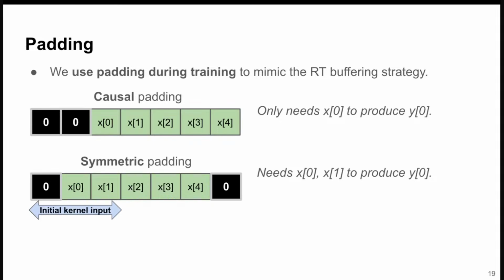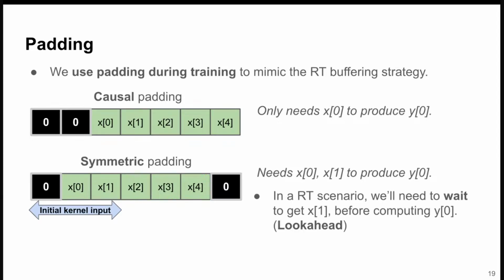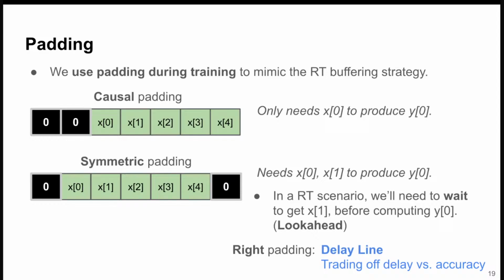And then we also have symmetric padding, right? In this case, if we add one 0 to the left and one 0 to the right, the first output, which is y0, will depend on x0 and x1. That means that in a real-time scenario, we need to wait to get x1. It's not enough to compute it with x0 only. We need to wait to get x1 before computing the first output of the model. And that is called, in real-time jargon, look ahead. We need to wait for x1 in order to produce y0.